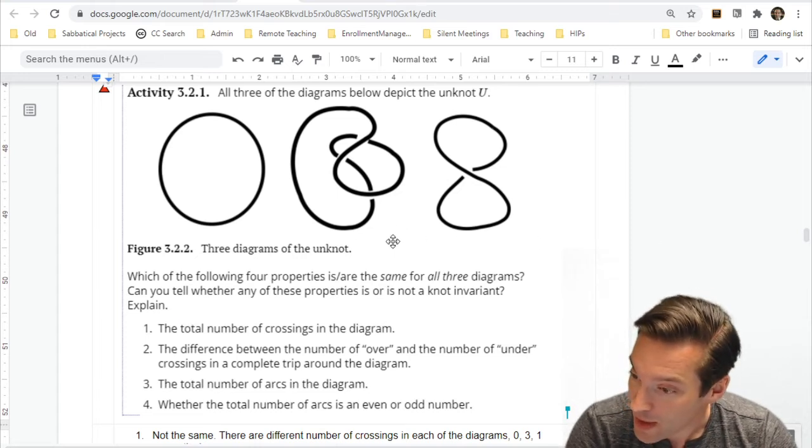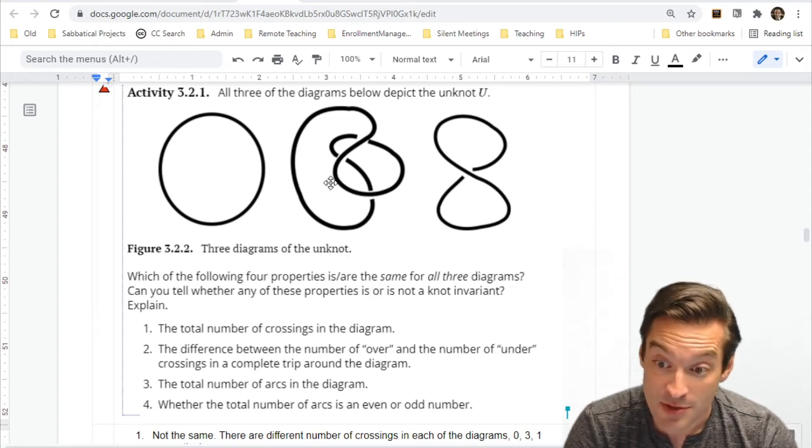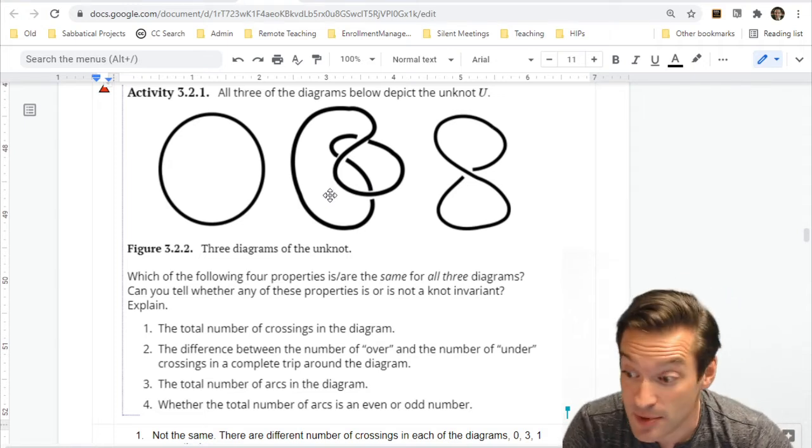On my second diagram, if I take a shuttle around, starting maybe up here, I'm going to encounter an under, followed by an under, followed by an under. So I have 3 unders in a row, and then 3 overs in a row after that before I get back to home. So there's 3 of each. I subtract them. 3 minus 3 is 0.